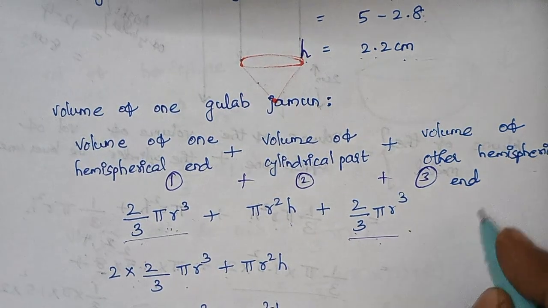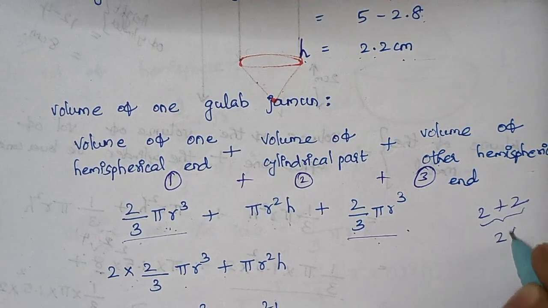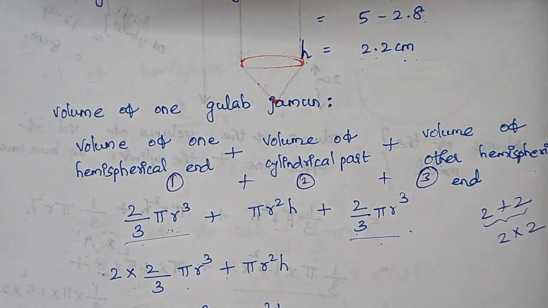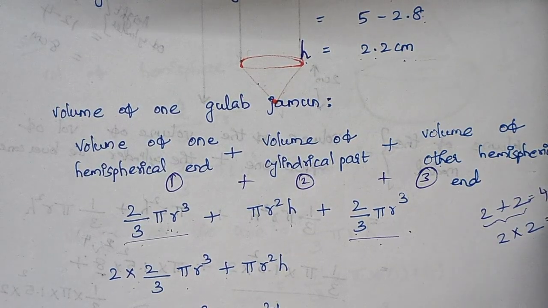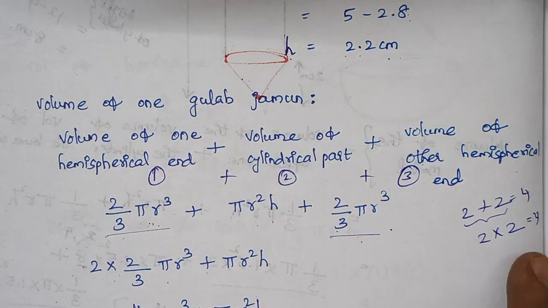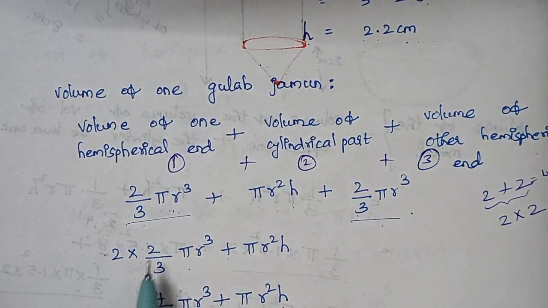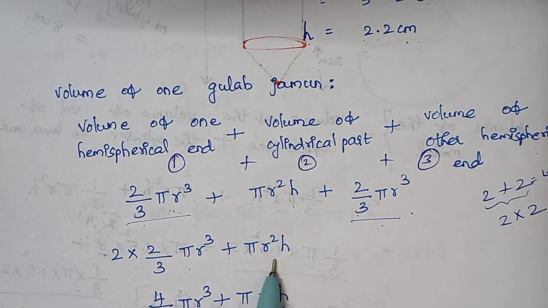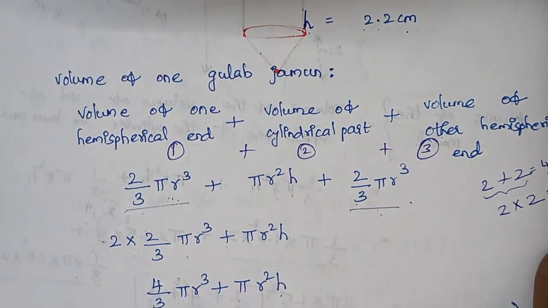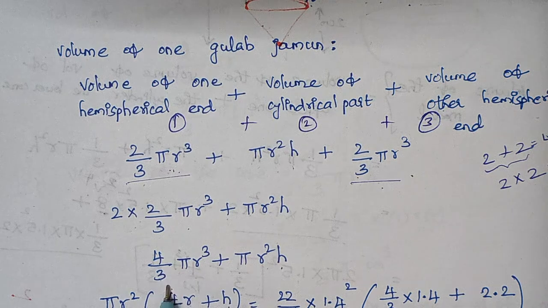This is just like, if I have 2 plus 2, I can write this as 2 times 2. Both answers are the same, right? 2 plus 2 gives you 4 and 2 times 2 is again 4. The same way here I am combining these two terms as 2 times 2 by 3 pi r cube, and here it is pi r square h. So when you multiply, 2 into 2 becomes 4. So 4 by 3 pi r cube plus pi r square h.